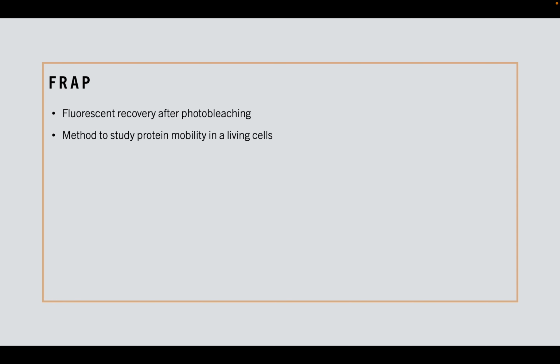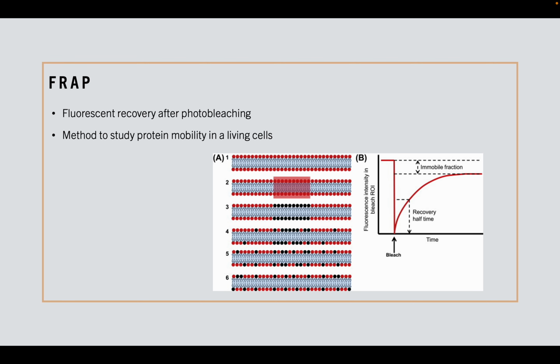So how can we do it? We can label the protein that we want to see in the nucleus with fluorescent markers, and then we see the movement of this fluorescent protein from the nucleus to the cytoplasm. And in this way, we can study the movement of proteins in the living cell.